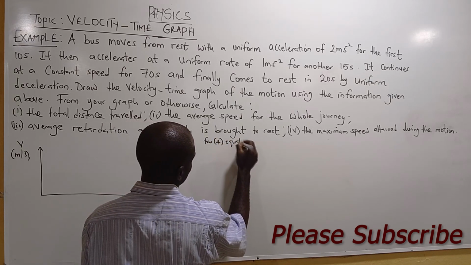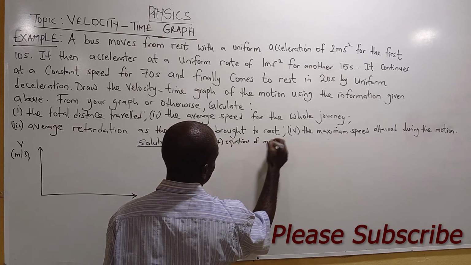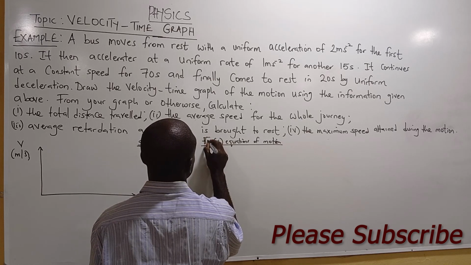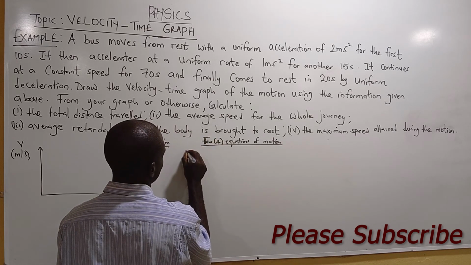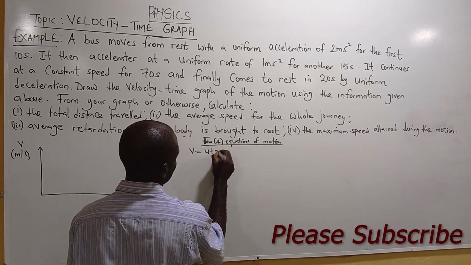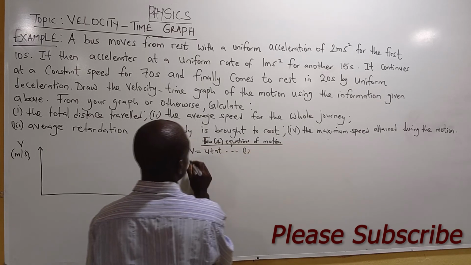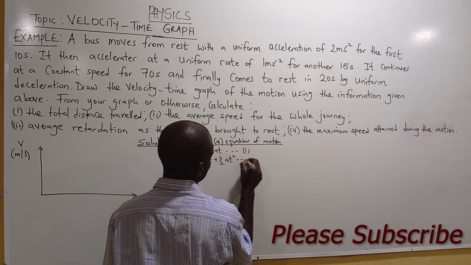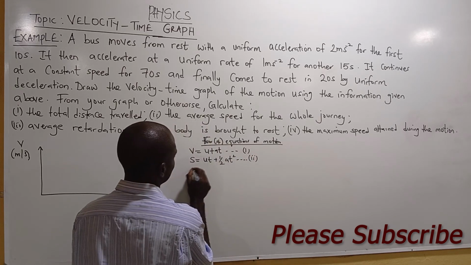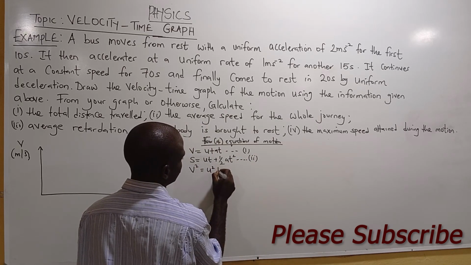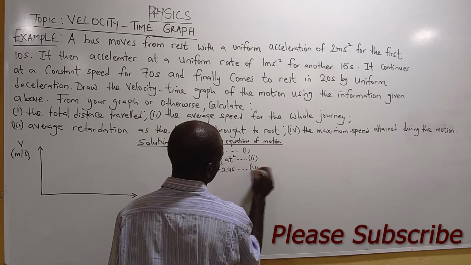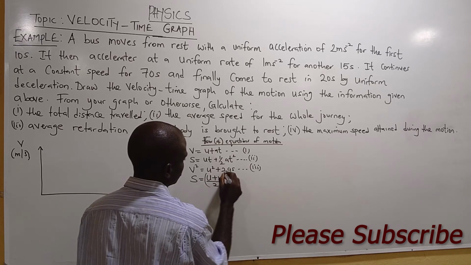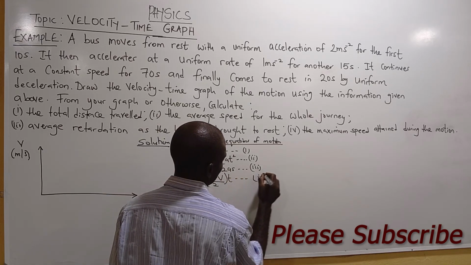Four equations of motion. Please take note. The first one is v equal to u plus at, equation 1. s equal to ut plus half at squared, equation 2. We have the other one, v squared equal to u squared plus 2as, equation 3. The fourth one, s equal to (u plus v) over 2 times t, equation 4.